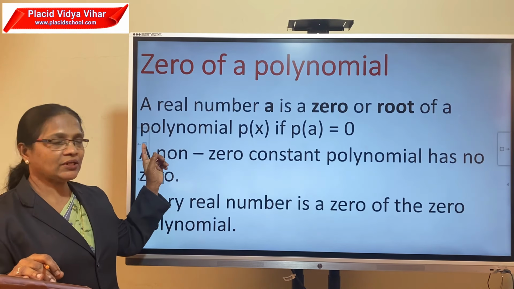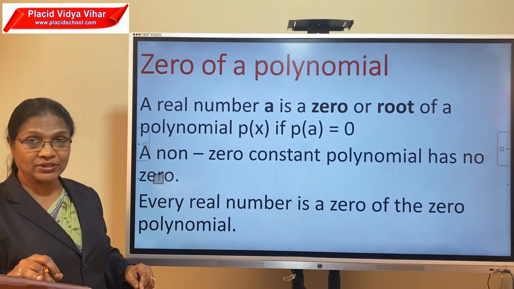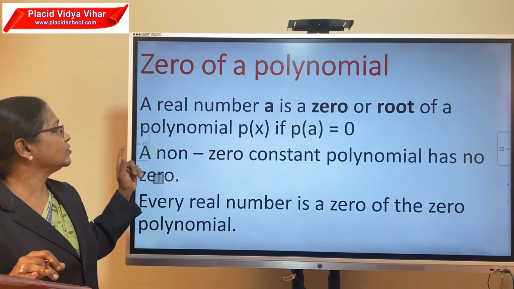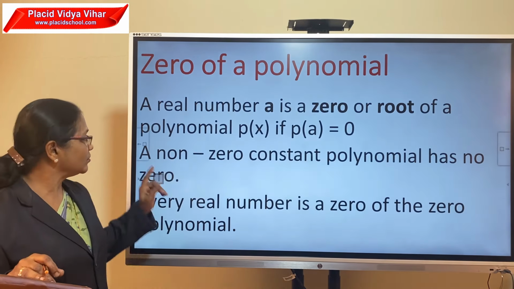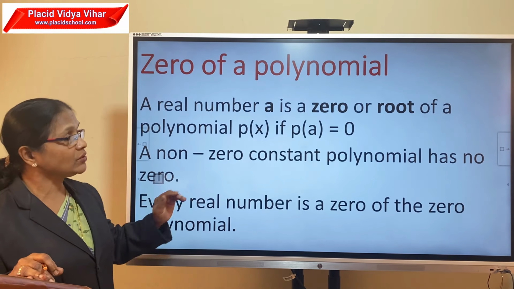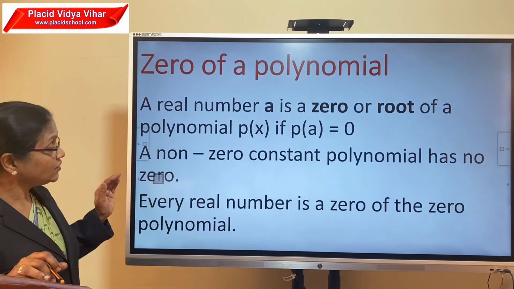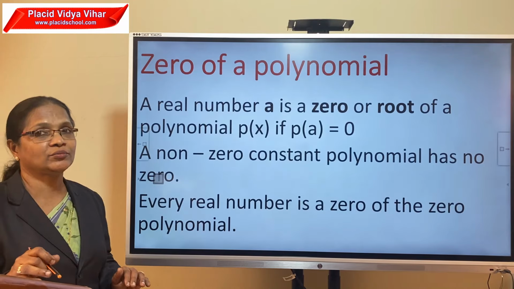That is, a zero degree polynomial has no zeros. Zero of a polynomial: a real number a is a zero or root of a polynomial p(x) if p(a) equals 0. The second point, a non-zero constant polynomial has no zero. The third point, every real number is a zero of the zero polynomial.